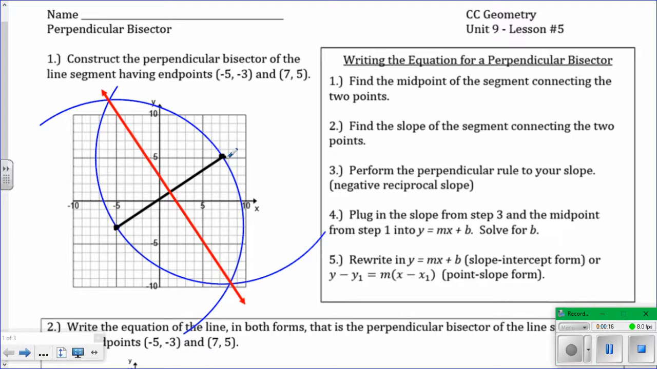It's here in black. And the blue arcs, if you remember, you open the compass from one end of the segment to the other, draw an arc, flip it around, draw another arc. And this red line is the perpendicular bisector. There's two parts to it.